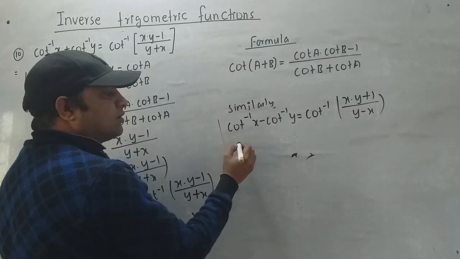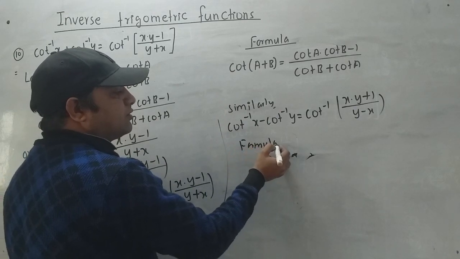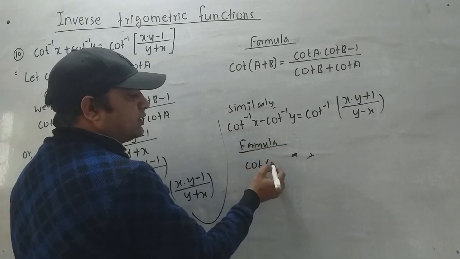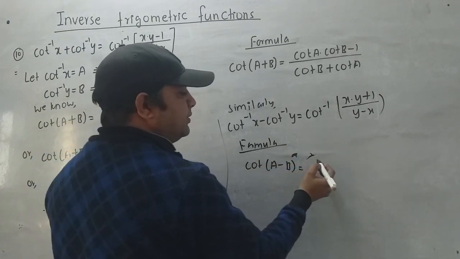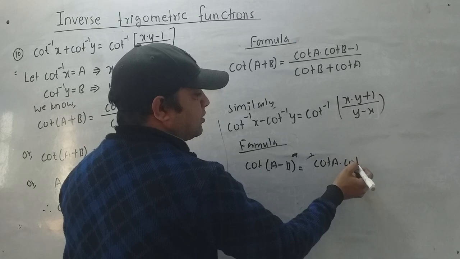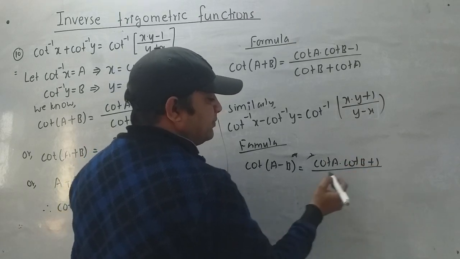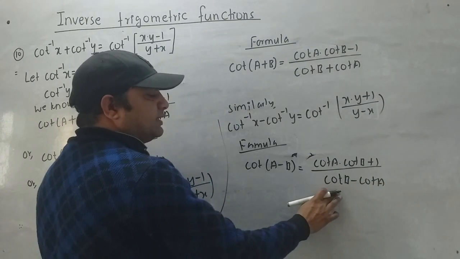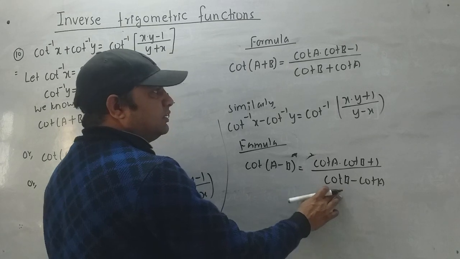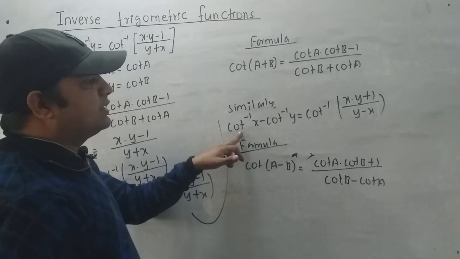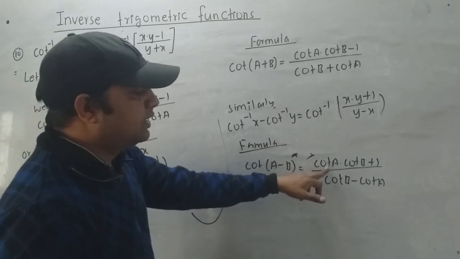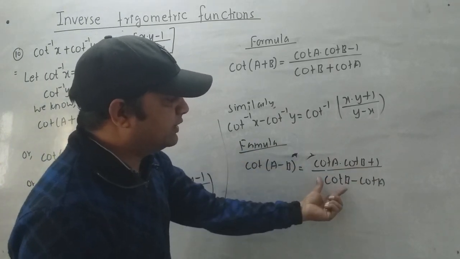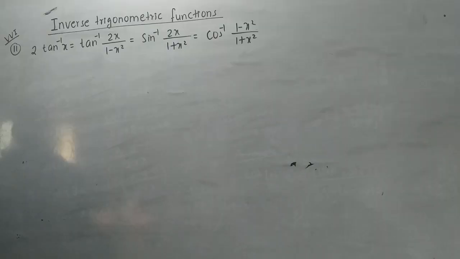Because you need to remember the formula for cot A plus B and cot A minus B. For cot A minus B, the formula is cot A times cot B plus 1 whole divided by cot B minus cot A, not cot A minus cot B. So here it will be cot B minus cot A. So in a similar pattern you can say cot inverse x minus cot inverse y is x times y plus 1 whole divided by y minus x. Now this is one of the most fundamental formulas for inverse trigonometric functions.